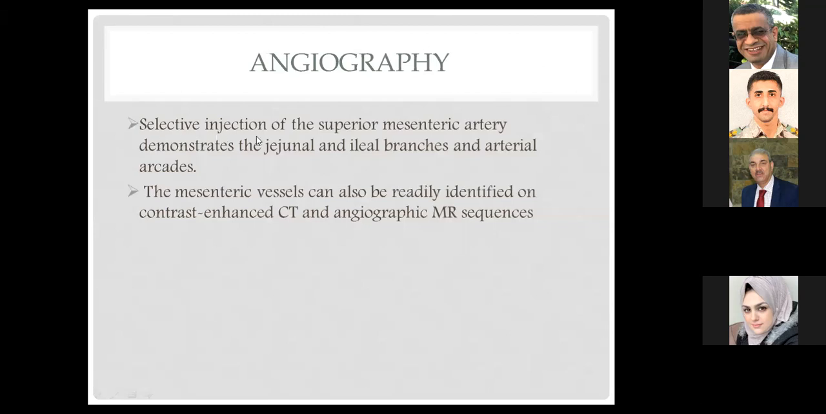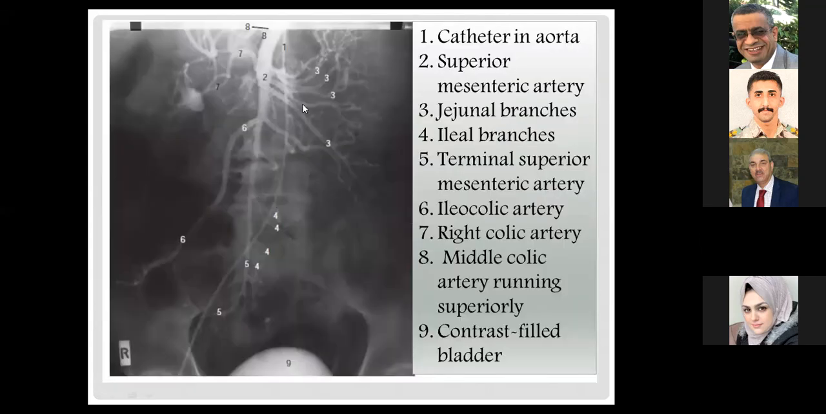The angiography. The selective injection of the superior mesenteric artery demonstrates the jejunal and ileal branches of the arterial arcade. The mesenteric vessels can also be readily identified on a contrast-enhanced CT and angiographic MR sequences. This is the superior mesenteric. We can see number 3 and number 4, the jejunal and ileal branches of the superior mesenteric artery.